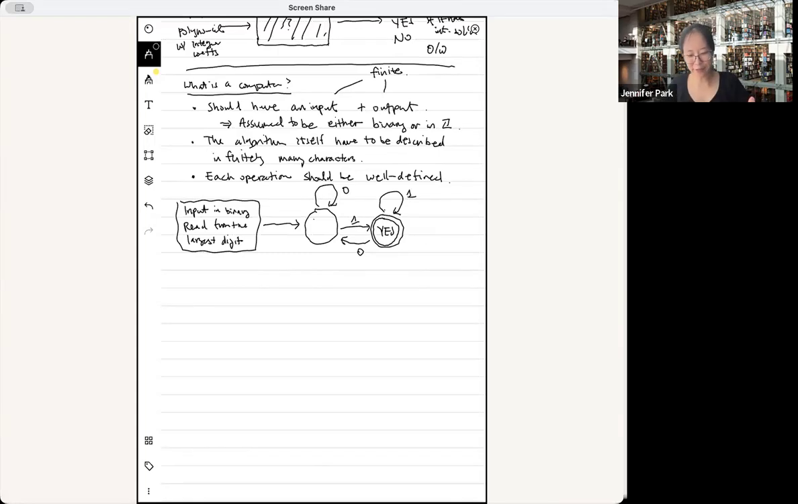When I finish reading my input, I'm going to end up in either this state or this state. So let's call this a no state. Can you tell what kind of operation this machine is doing? It's a parity. If it ends in 1, it will end up in the yes state, and if it ends in 0, it'll get to the no state. So this machine accepts odd numbers in binary, and it rejects the even numbers.